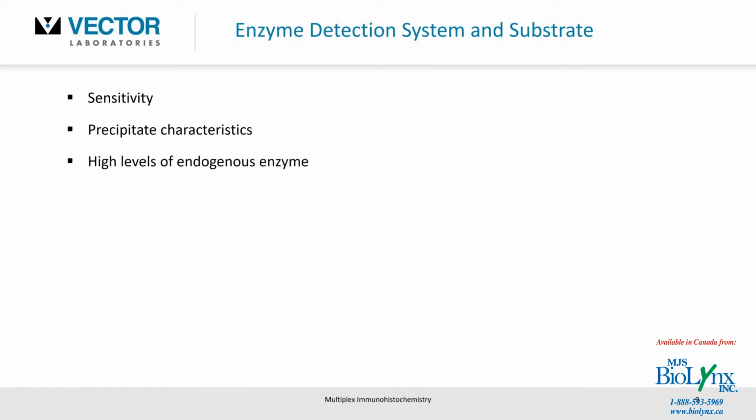Also, if you have been struggling with, say, high levels of an endogenous enzyme, and more than likely that's going to be something like peroxidase, you could certainly consider swapping to alkaline phosphatase-based detection reagents. And that way you'd sidestep quite easily the requirement of having to block persistent enzyme activity that certainly could give rise to false positive staining.